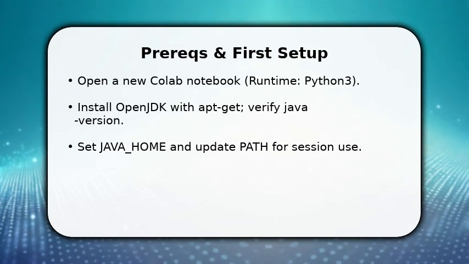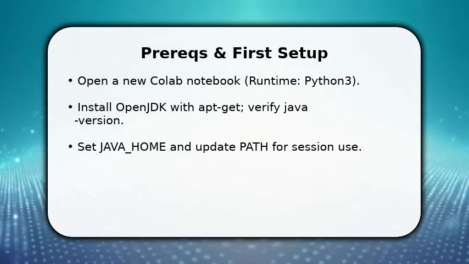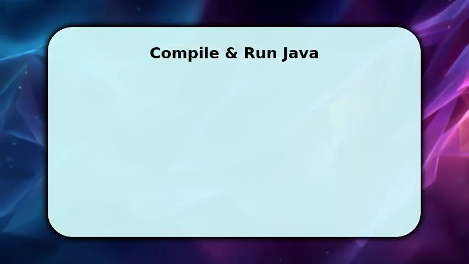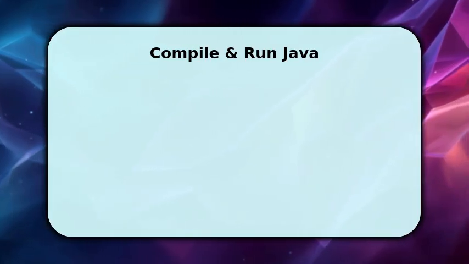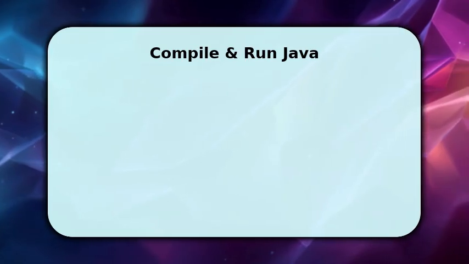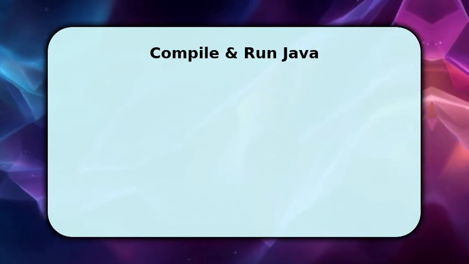Next, you create and execute Java code inside Colab. Write your Java source either with a cell using %%bash cat > MyApp.java, or generate files via Python file I/O. This gives you full control over content. Compile the source with javac MyApp.java, then run it using java MyApp in the same working directory.